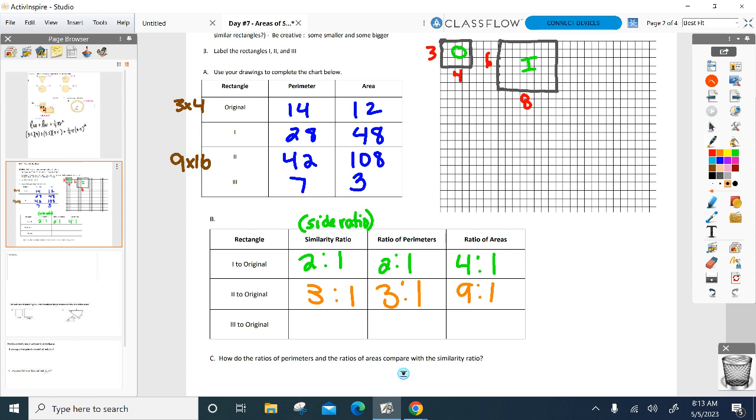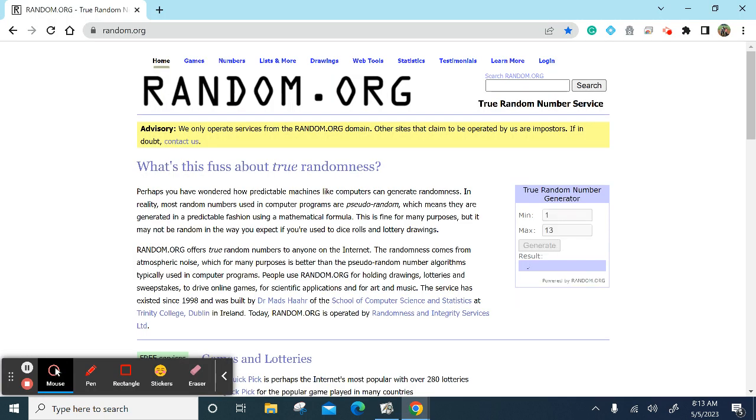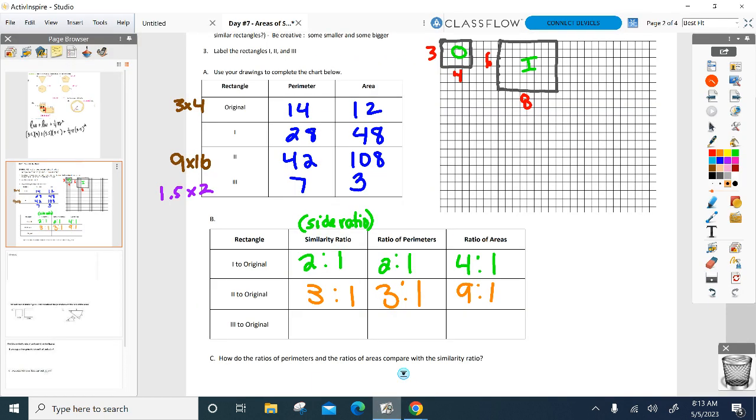And then finally, let's go to rectangle 3 in the original. Remember, rectangle 3 was what? 1.5 by 2. All right, give me the side ratio now. I want to go from rectangle 3 to the original. 1 to 2. Yep. 1 to 2 was the ratio of the sides.